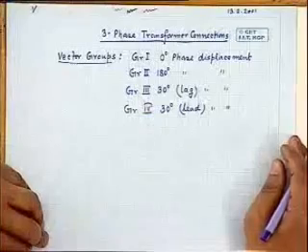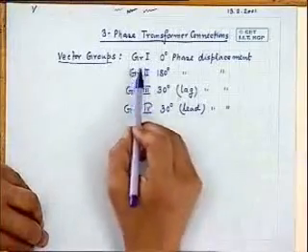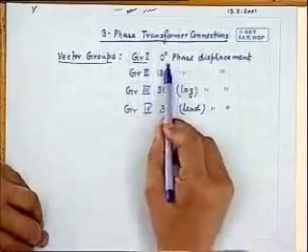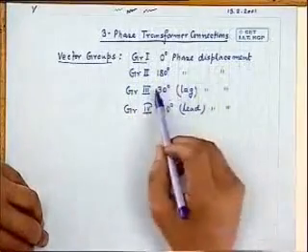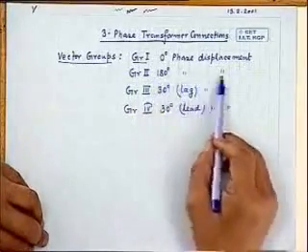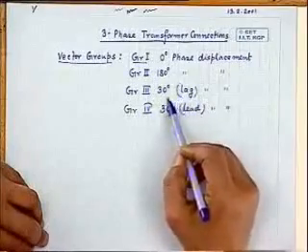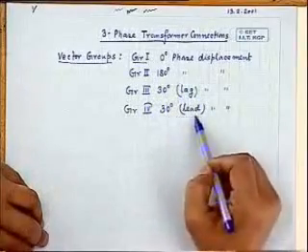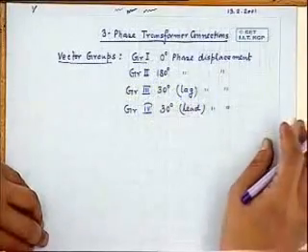Now, on the basis of vector groups, the transformer connections are classified. For example, group 1 is called the 0 degree phase displacement group. Similarly, the 180 degree phase displacement group, and 30 degree lag and 30 degree lead. Basically, these four groups are there.